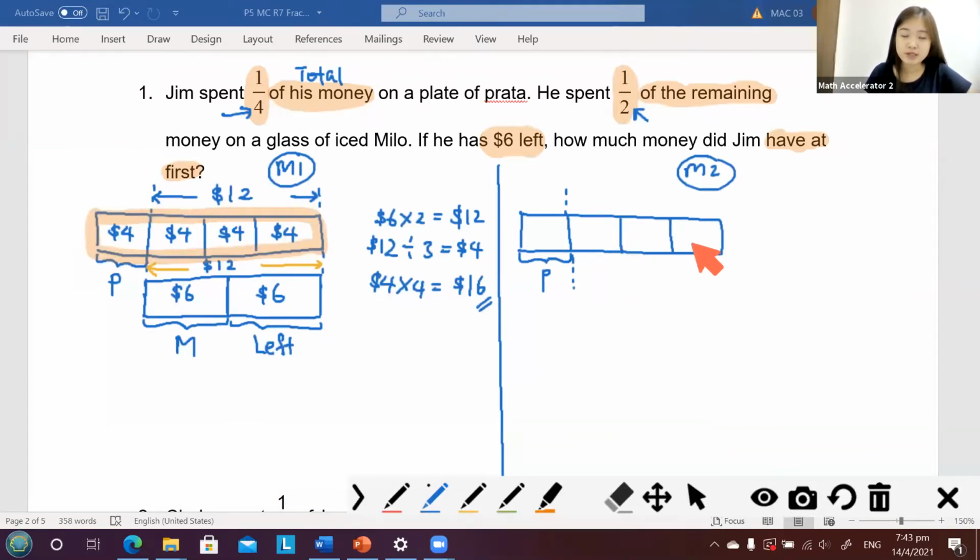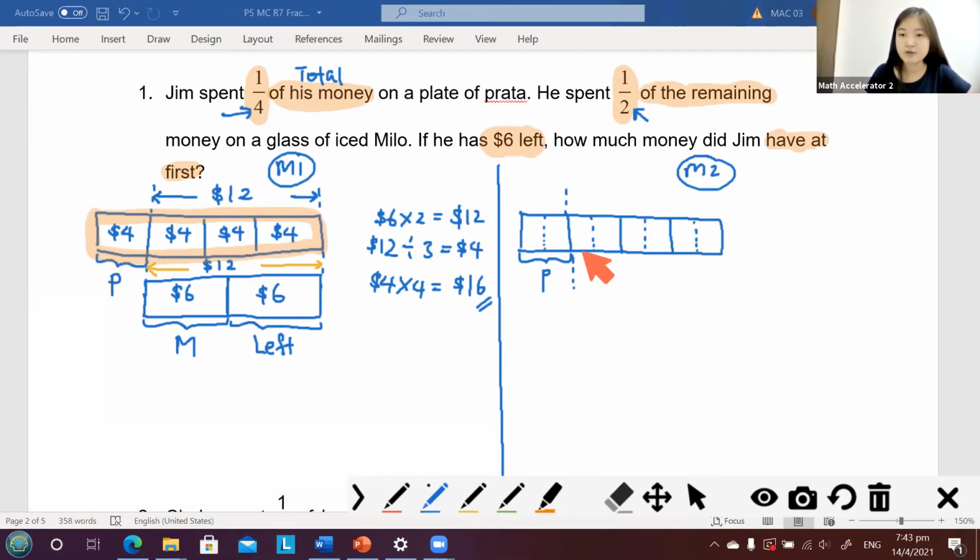So half of the remaining money is spent on a glass of iced Milo. Instead of dropping another model down, I'm going to cut the remainder into 2 each. Because if you want half, you cannot split your 3 into half, you get half of a unit. So we split all into 2 first. Now your remainder, you will have 6 units.